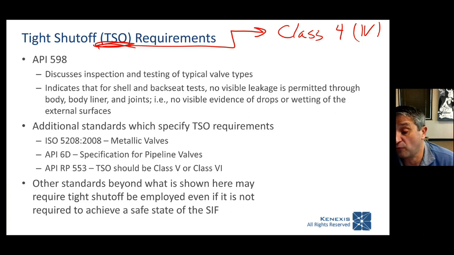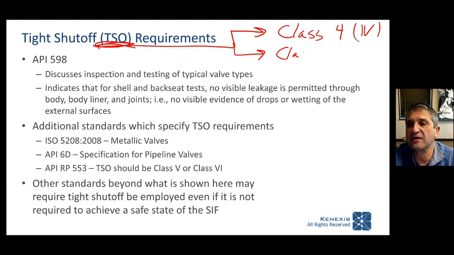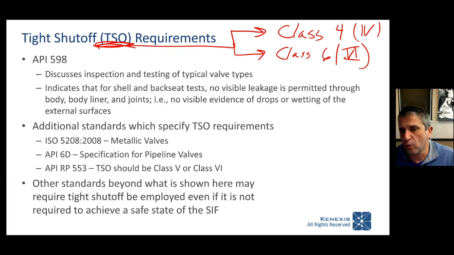Okay, that's not written down anywhere. That would be just some tribal knowledge. Some people might consider TSO to be class 6. But again, there's no definition of that. All right, so let's go look at the standards that actually talk about tight shutoff. API 598 talks about the inspection and testing of typical valve types. It says that it is tight shutoff. Are you ready for this?